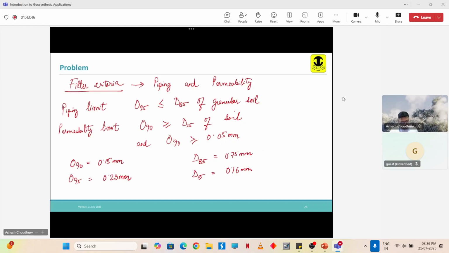But this criterion is not getting satisfied, right? O90 is not greater than D15. See, O90 is 0.15, but D15 is higher, so this criterion is not getting satisfied. So we cannot use it as a filter. Okay, so this is the use of this apparent opening size and all this stuff.